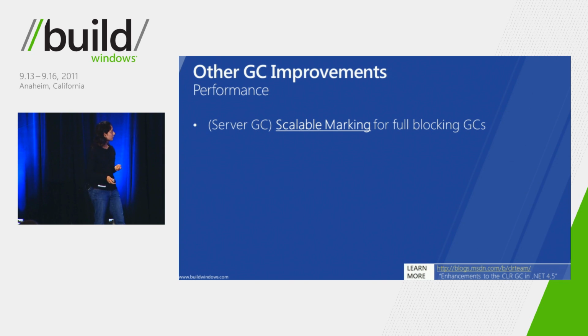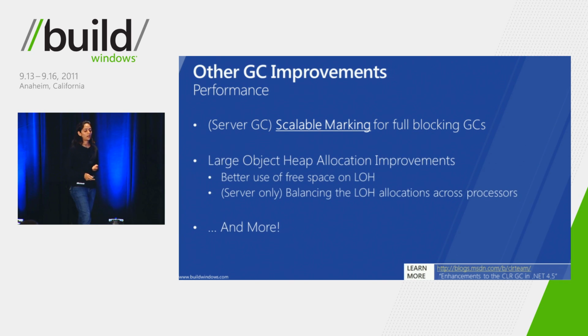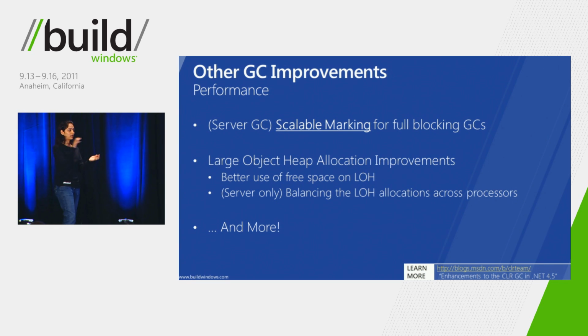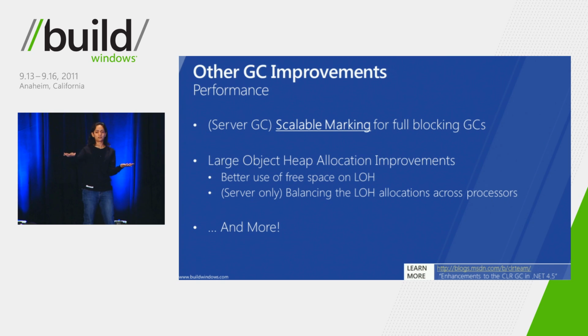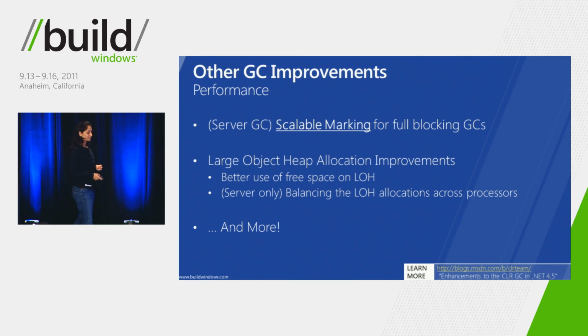There are other improvements that we've made to how allocation works against the large object heap. We make better use of free space on the LOH, and we're also balancing the size of the large object heap allocations across processors. Remember, I did mention that there's a large object heap per logical processor in server mode, right? So we're actually balancing how much is created on each. And believe it or not, there's even more. I could probably spend 2 hours talking about GC improvements, but I won't.